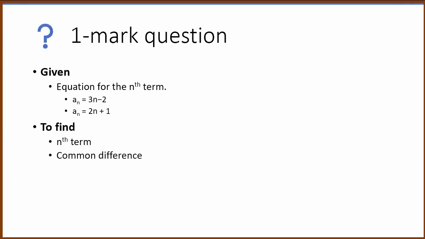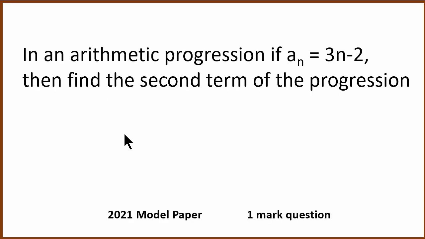What kind of question do you get for 1 mark? The most common question is that they'll give you an expression like a of n equals 3n minus 2. So they'll give you an equation for the nth term, and then either they'll ask you to find a particular term, like the second, third or fourth term, or they'll ask you to find the common difference, the difference between the consecutive terms of the arithmetic progression. This is a very, very common 1-mark question.